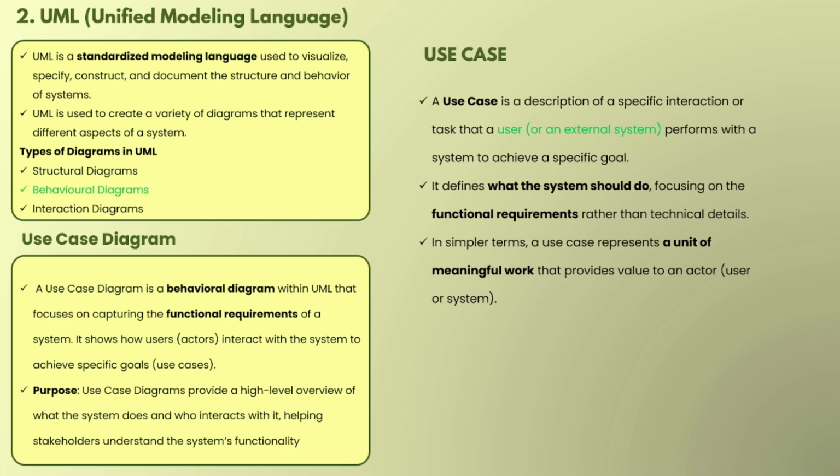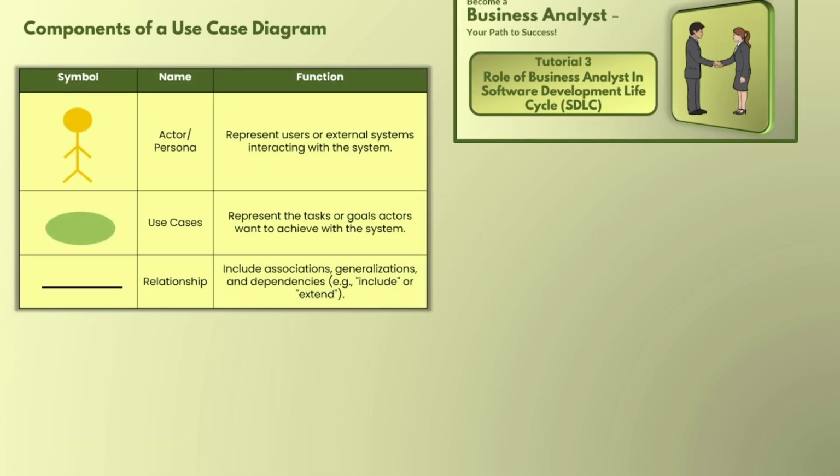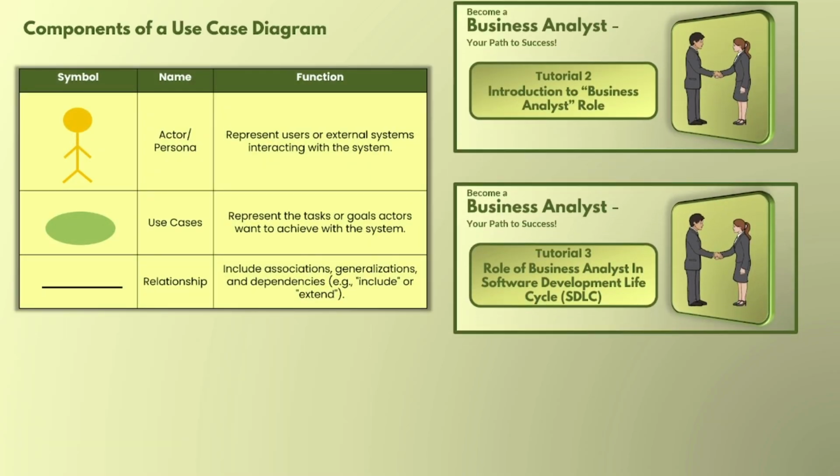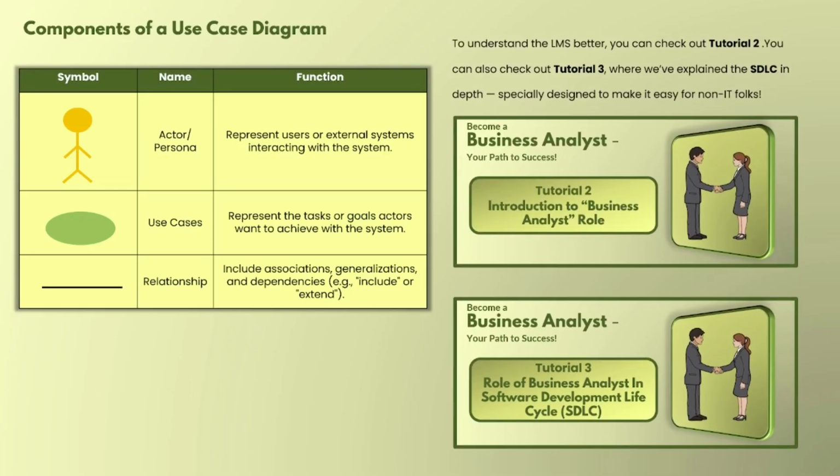Now let's move on and check the components of a use case diagram, and then we will jump into creating a use case diagram for a loan management system. In a use case diagram we use an actor, the symbol you can see here, and an actor is also known as a persona. Then use cases, which are elliptical in shape, and to show the relationship, there is a straight line we can use.